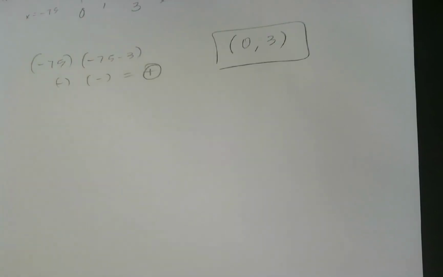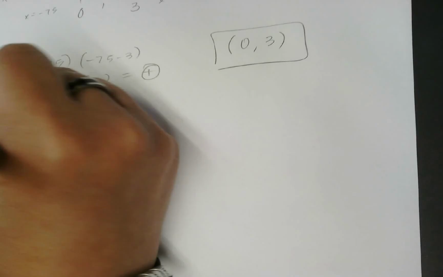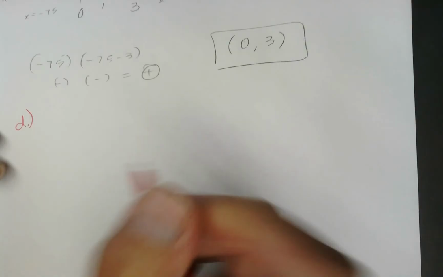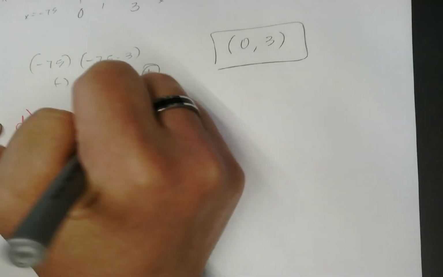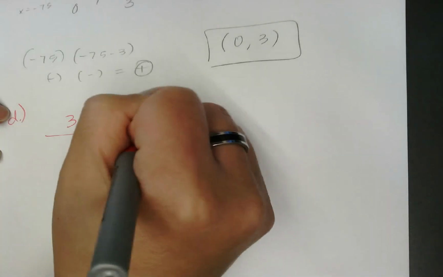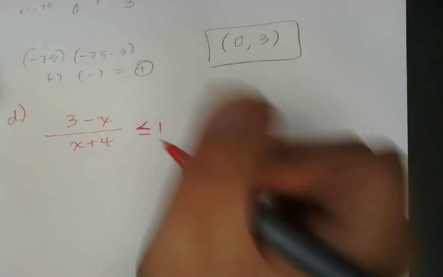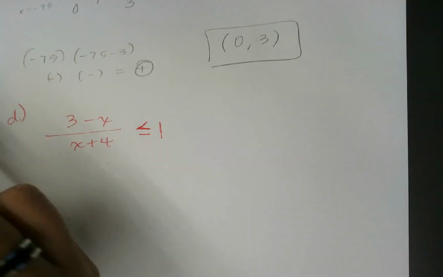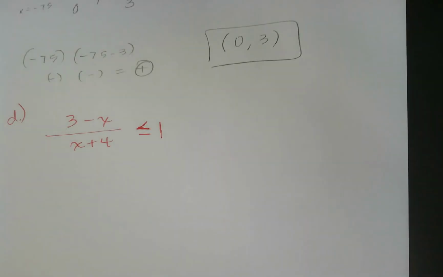Alright, A, B, C, D. D? Yeah. 3 minus x over x plus 4 is less than or equal to 1. I'm going to start this one. I'm not going to finish it, just FYI. Just to show you what you can do, what you don't have to do, options and all that stuff. And then I'll let you do whatever you want in this problem.